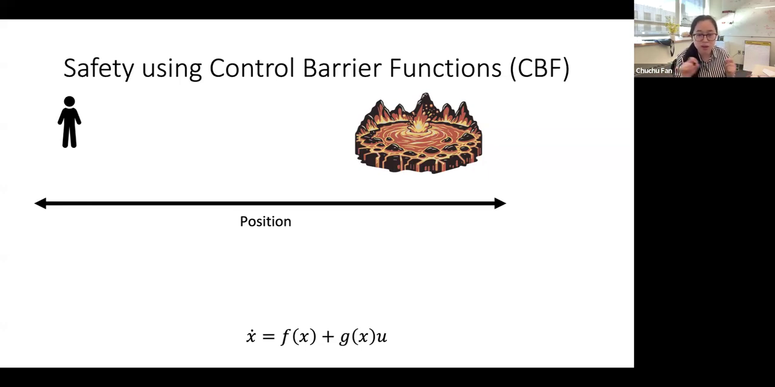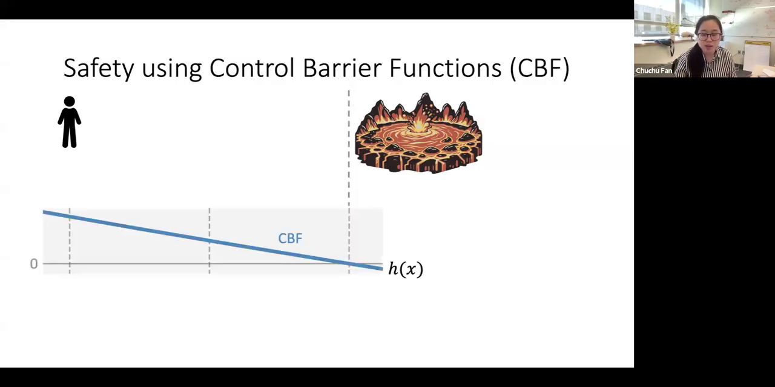In this one-dimensional example, we only have this position. The person is only able to move horizontally along this line. Now, what the barrier function is trying to do is create something called a barrier. It is a function that maps the state information into a scalar value.